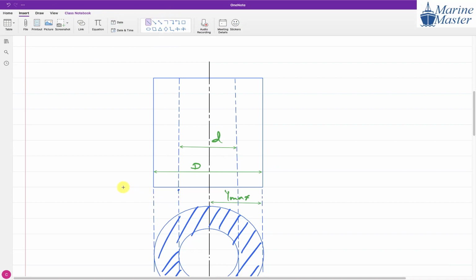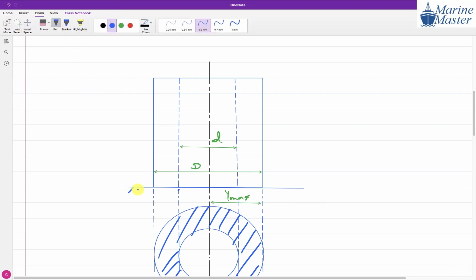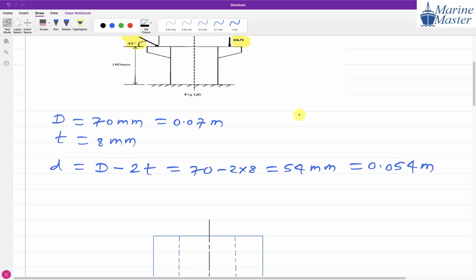This column, what was it at the bottom? It is a fixed one, fixed at the bottom. So how to show the fixed one, guys? Whenever we want to show a fixed end, always show the hatching at the bottom. It means that the bottommost portion is hatching, fixed one, and the other end is free.